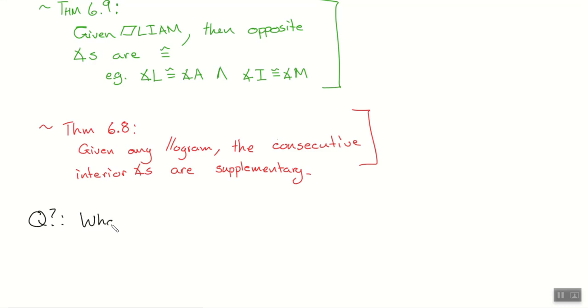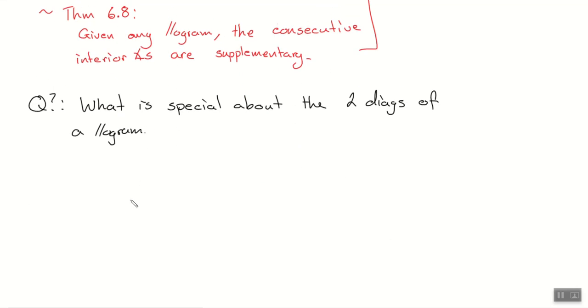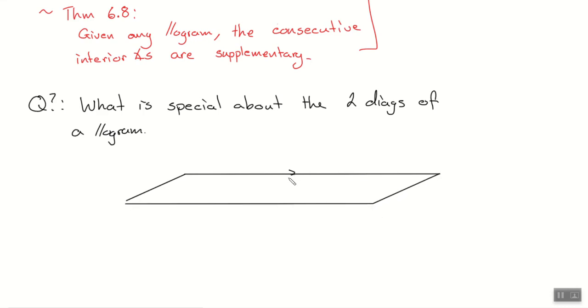What is special about the two diagonals of, and diags is short for diagonals, a parallelogram? Now, just to try to preemptively shut down one of the incorrect guesses, I'm going to draw a really obnoxious parallelogram. And I would not draw this one. I just want to really highlight it here for you guys. This is a parallelogram, and it looks dumb, but it is, right?